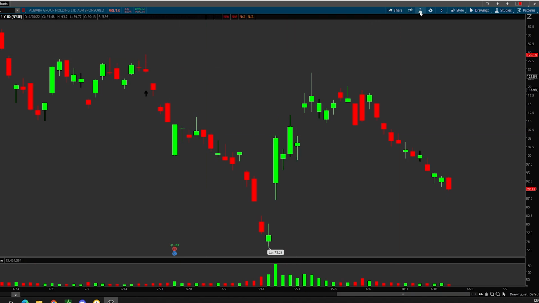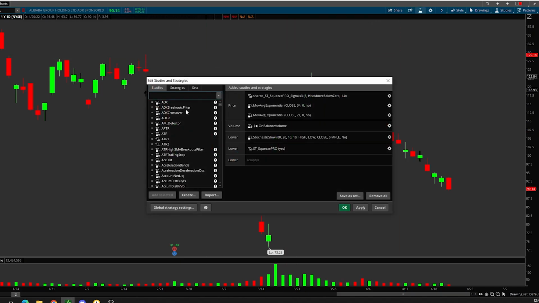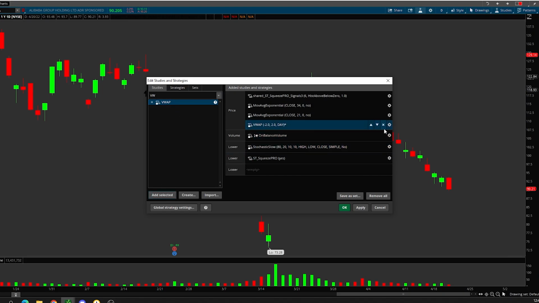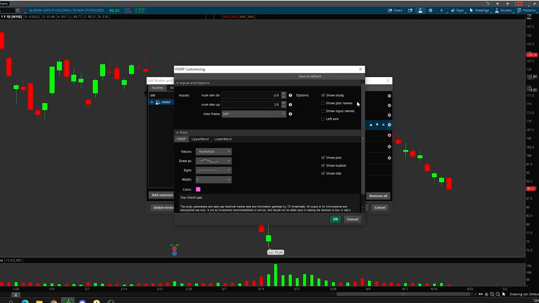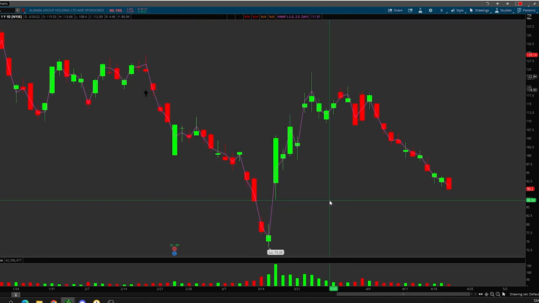So the indicator that we are going to be discussing today is going to be the VWAP. If you're on ThinkorSwim or actually any other charting software, just type in VW and it's going to pop up with VWAP. Now, the very first thing I want to mention about VWAP is I do not use the upper band and I do not use the lower band. So on ThinkorSwim, all you got to do is go to upper band and uncheck the show plot. Same thing on the lower band, uncheck the show plot. And then we can click apply.